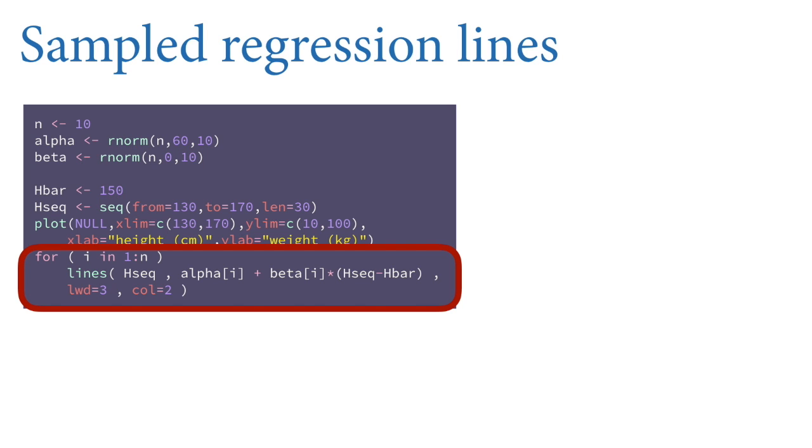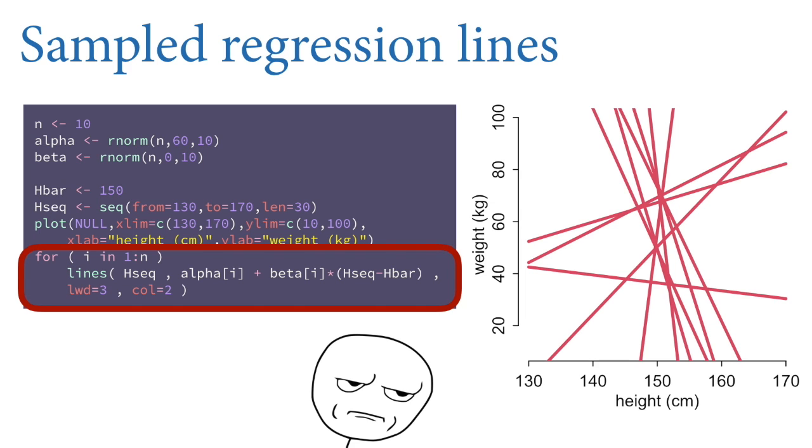And I think you'll understand all this code. The magic part is the bottom part, where for each of the n, in this case 10 lines we've sampled from the prior, they're not individuals, they're 10 lines we've sampled from the prior distribution. You'll see that the lines function in R just plots a line. You'll see alpha i plus beta i times a sequence of heights minus the mean height. And that is the equation for mu in the linear regression. You just write it in as code. So if you know the model, you can always simulate from the prior this way, just by using the piece of the model that interests you. In this case, it's the equation for the line.